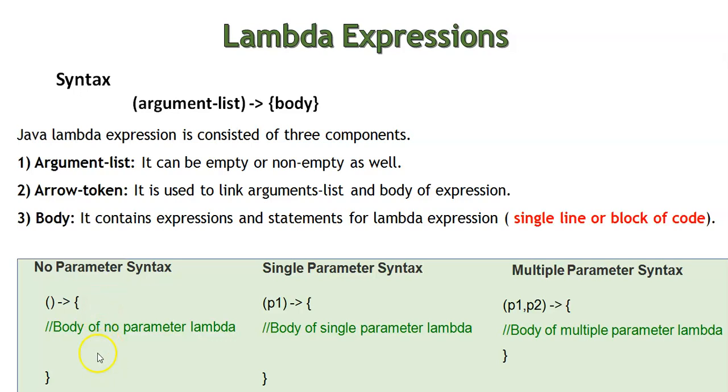Here in the first syntax, the lambda expression does not contain any argument. We are giving no argument, followed by the arrow token and the method body. It can also have a single parameter and it can also have two parameters as well.